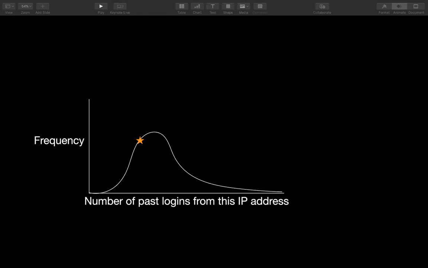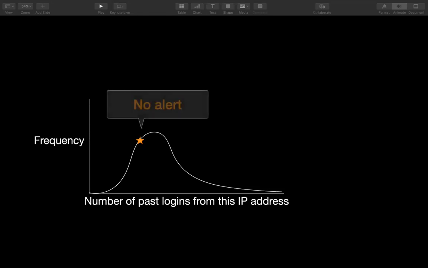And so your detector, if you're using anomaly detection, would say not anomalous, pretty typical value of the feature, don't raise an alert, which seems like a sensible decision. That's what we would hope it would make. If the user's logged in 10 times from this IP address before, maybe we have no real reason to think that's an attack. That's just typical behavior.